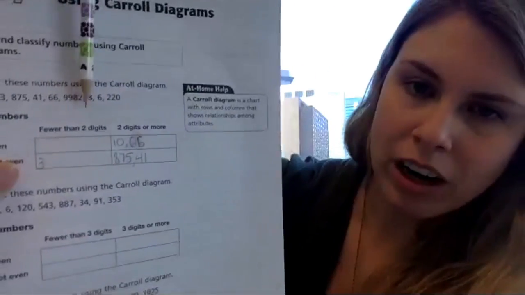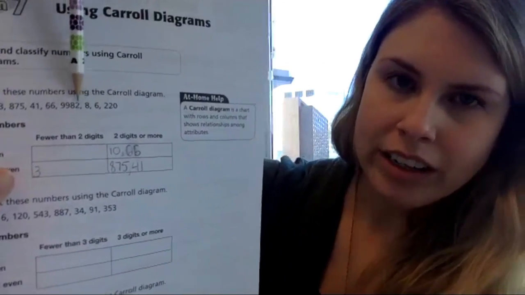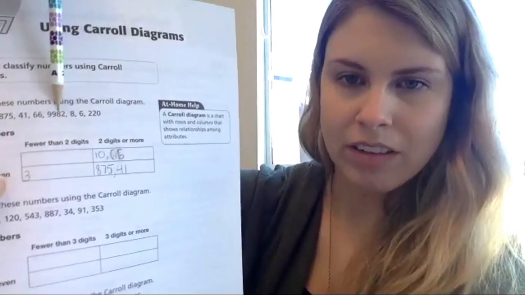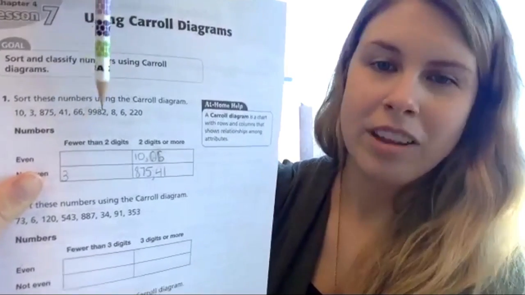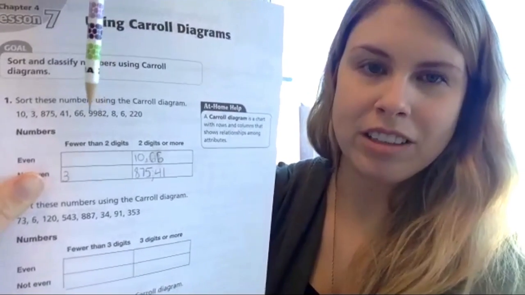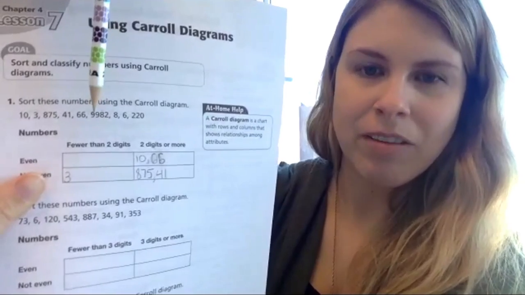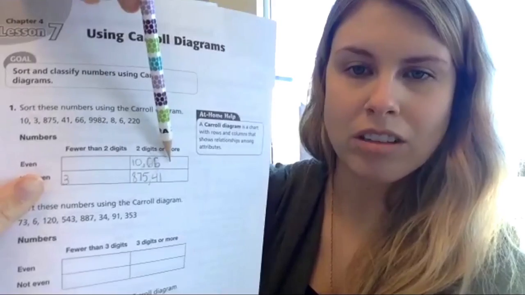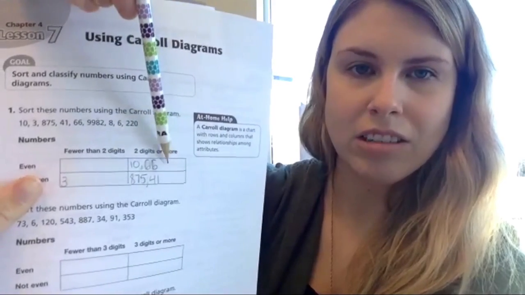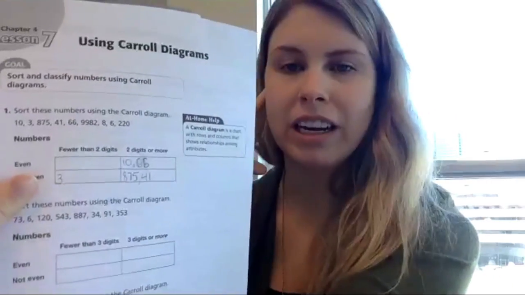Okay. And then we have 9,982. So again, when we're trying to tell if a number is even or odd, we look at the very last number. It's a 2, so it's even. You're right. It has to go in this top row. And then how many digits does it have? Show me on your fingers. 4. So that's definitely not fewer than 2. So it has to go in this box here. 9,982 in here. Make sure you have your comma in there.